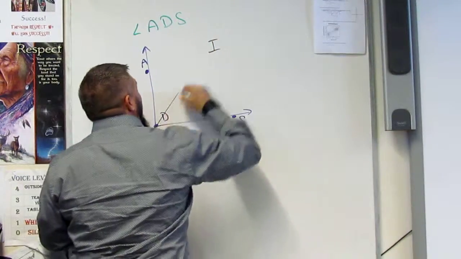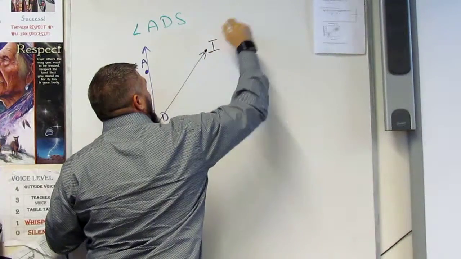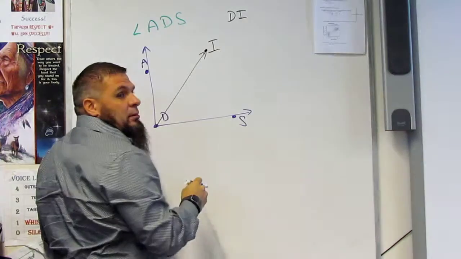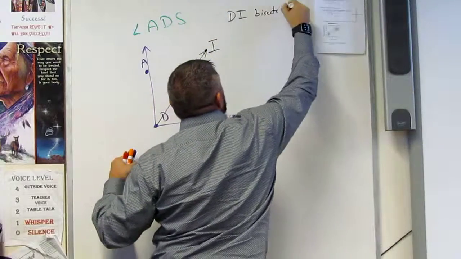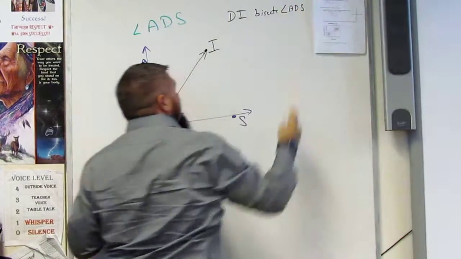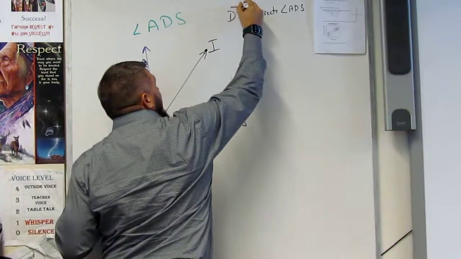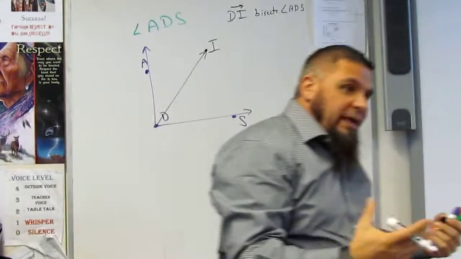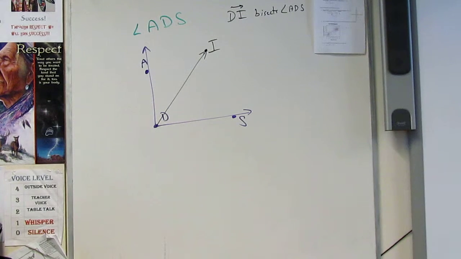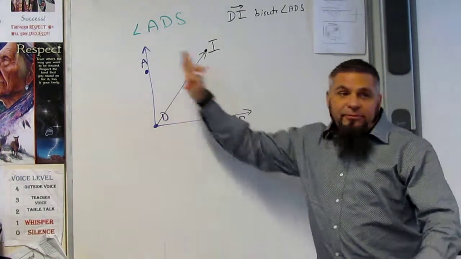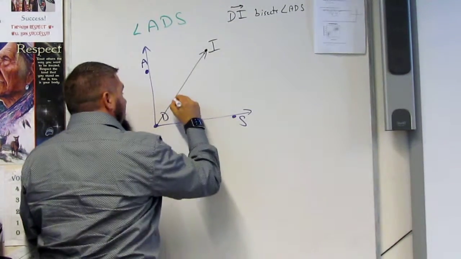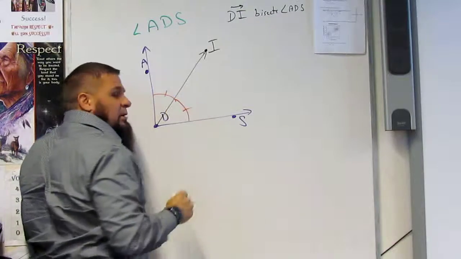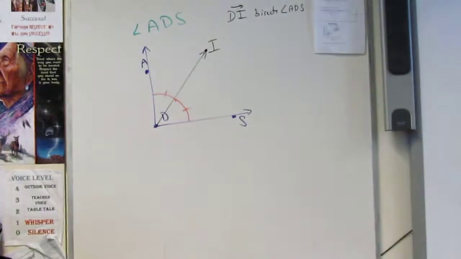I'm going to say that DI is an angle bisector, so it bisects angle ADS. Okay? So the ray DI bisects angle ADS. And so now what that tells me is it cuts this in half. What does that mean? They're equal. That's right. So these are congruent. This is congruent to this. Whether it looks like it or not, I now know that it is.